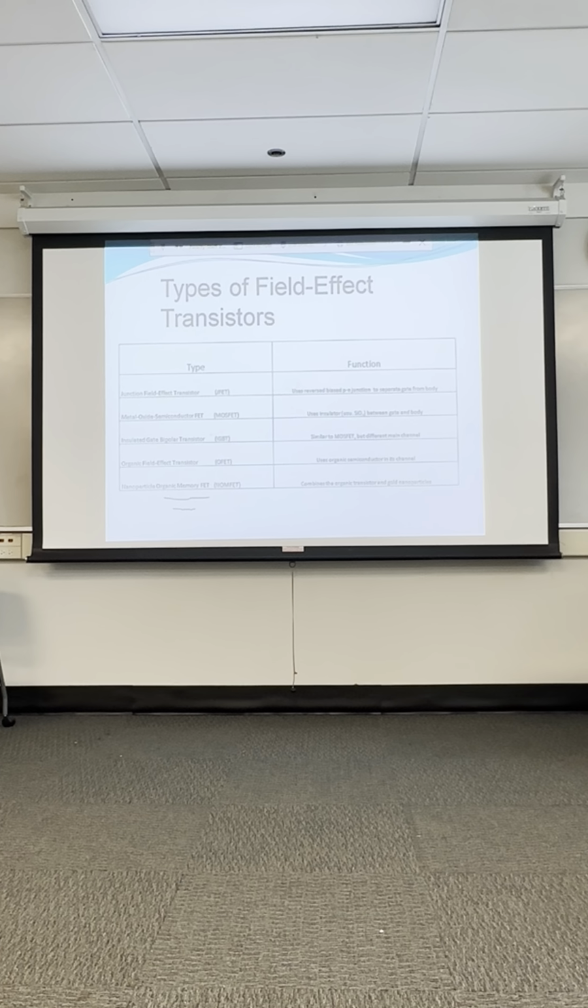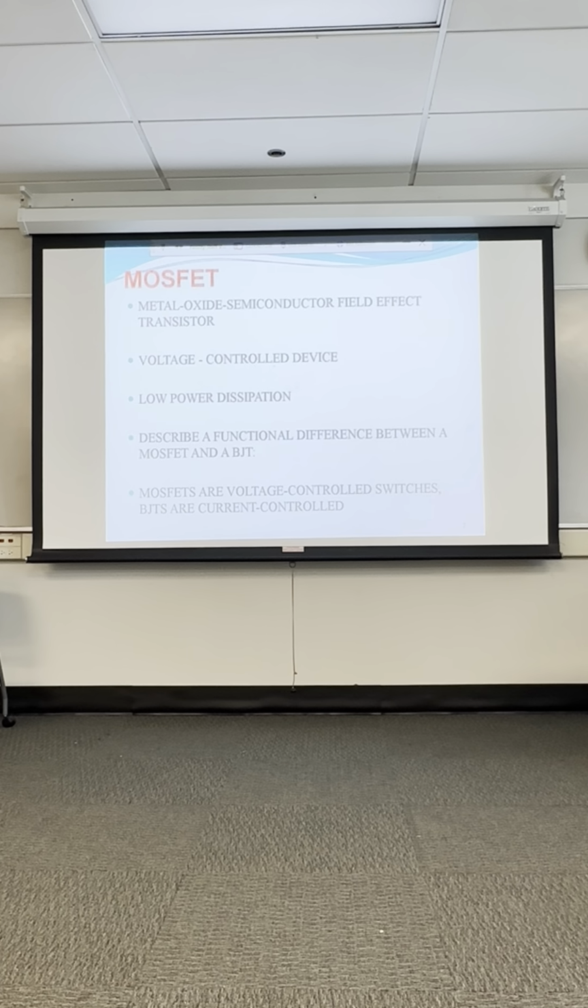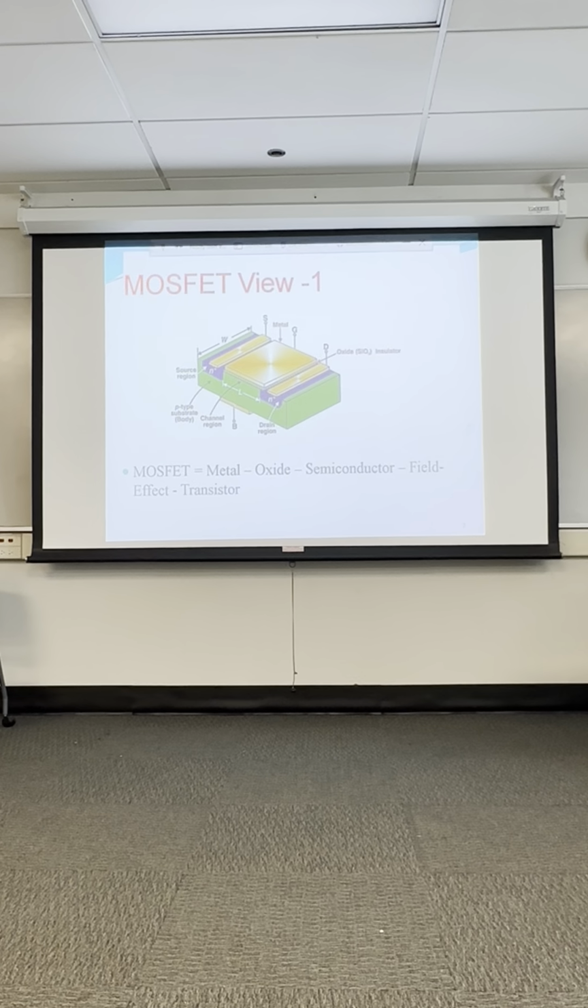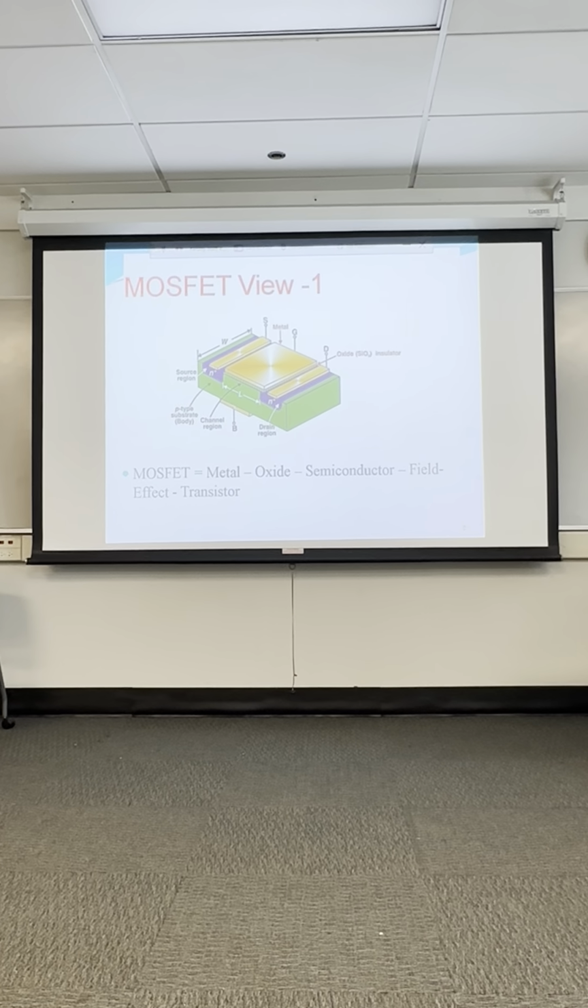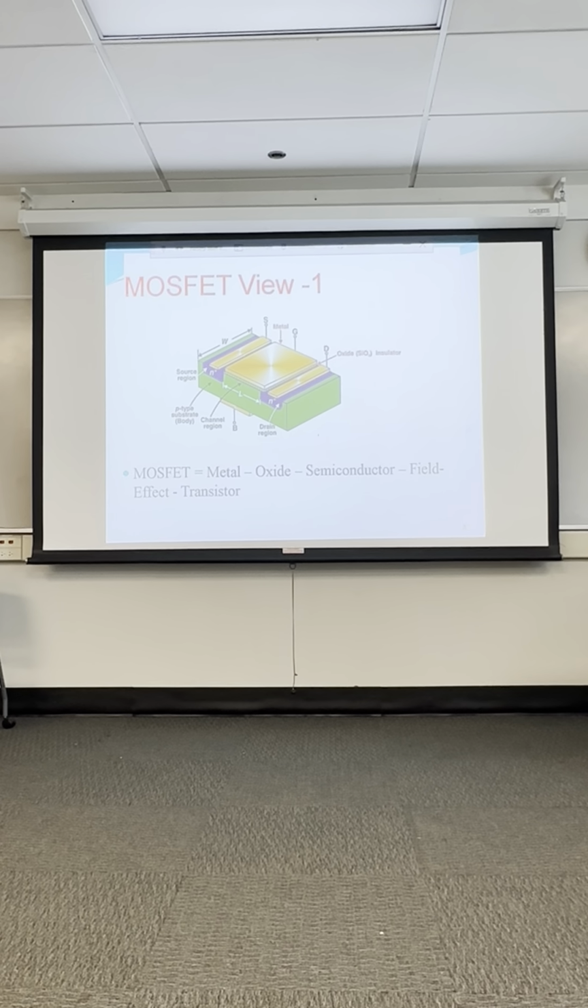So this is a list of transistors that operate off of the electric field that's created when voltage is applied. So they are voltage control devices with low power dissipation, and your voltage control switches, whereas BJTs are current control switches. And this is a different artist's idea of a MOSFET device.